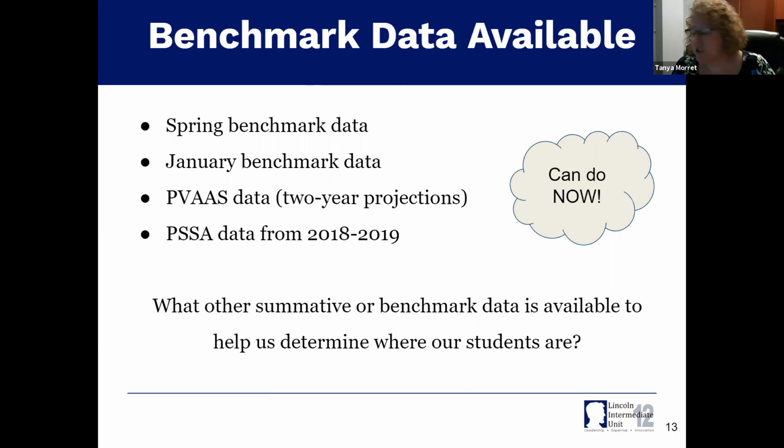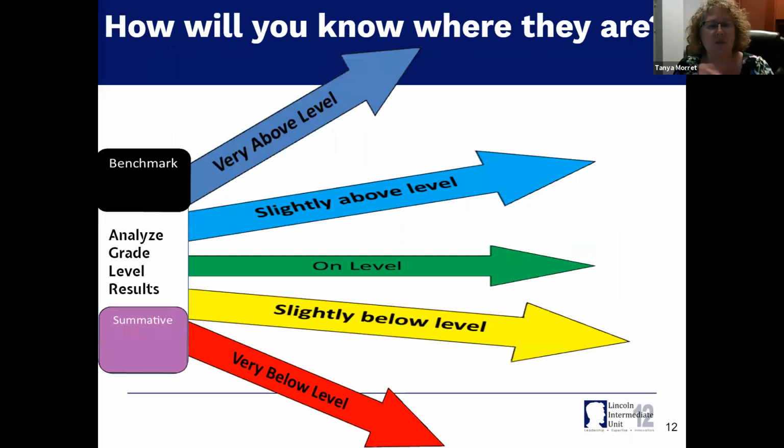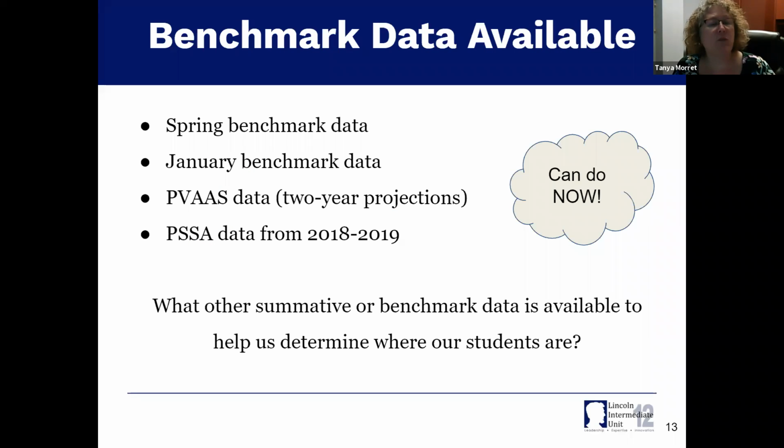I mean, it's July 27th, right? And you have all of the data you need to do this process as teachers and administrators. If you don't have spring benchmark data, as I mentioned, you have January. If you have students who took the PSSA 3rd grade on up, you have PVAAS projections that go 2 years out that tell us where they think students will be in 2 years, and it works just like a benchmark.